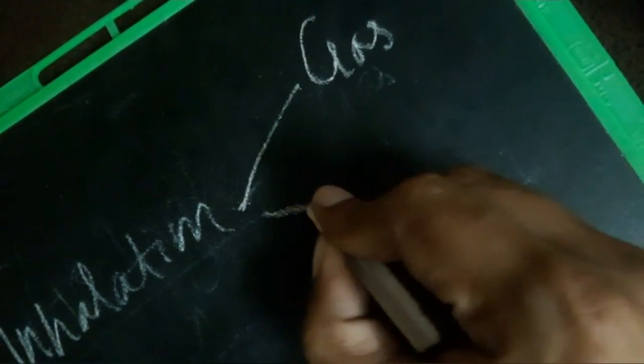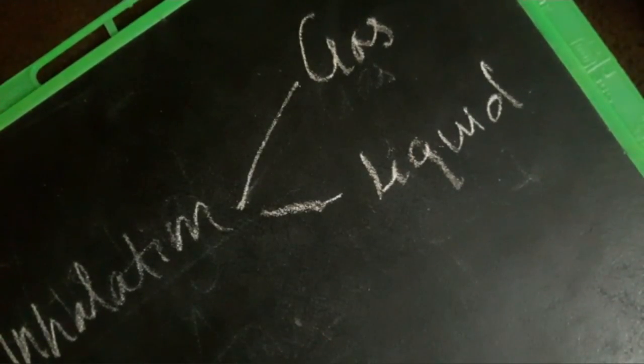Next we come to the classification of general anesthetics. There are 2 types of anesthetic: the first is inhalation and the second is intravenous. Inhalation anesthetics may be of 2 types, gas and volatile liquids. An example of a gaseous inhalation anesthetic is nitrous oxide, and volatile liquids may be ether, halothane, enflurane, isoflurane, desflurane, etc.